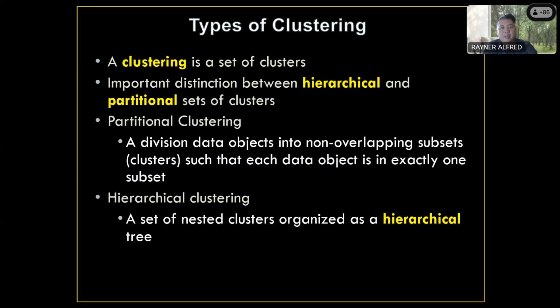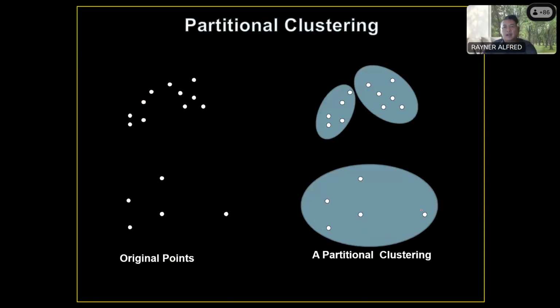So for the clustering technique, we have two types. The first one is partitional clustering, in which you do not have overlapping clusters. Overlapping means they are on top of each other. And the second one is called hierarchical clustering, in which they have overlapping, but you can also look at the tree form that they have. For example, this is partitional clustering, in which we have non-overlapping clusters.